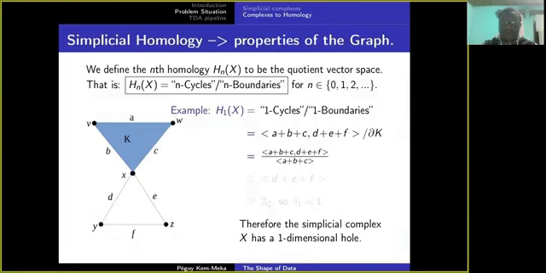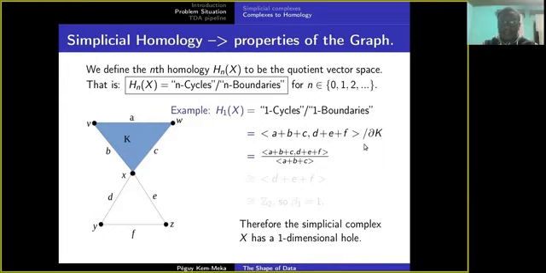Having the simplicial complex, I can now compute the n homology, which corresponds to the n cycles divided by the n boundaries. For example, the 1 homology is the 1 cycles divided by the 1 boundaries. Cycles here are in the sense of graph theory. So the 1 cycles here are A plus B plus C, that's why I have this, and D plus E plus F, that's why I have this second cycle.